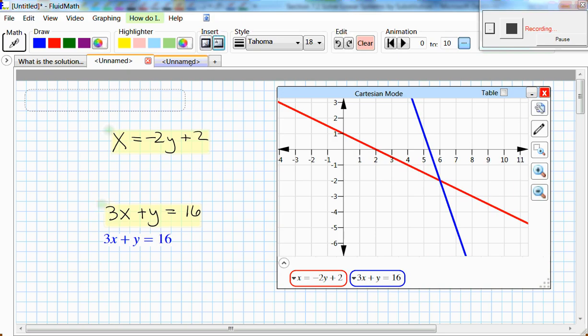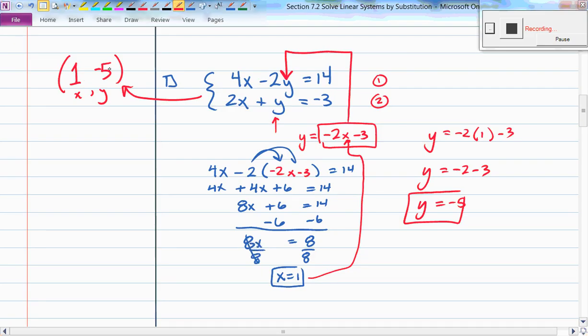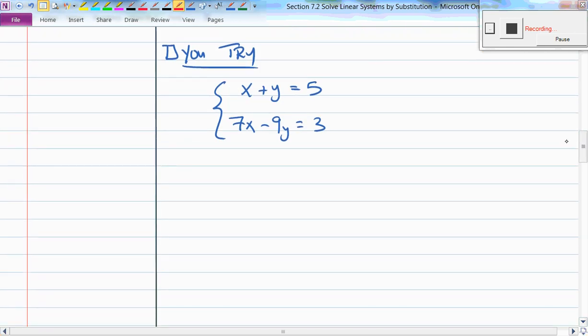So if I was going to graph those, here are my two lines that I've graphed: 4x minus 2y equals 14 and 2x plus y equals negative 3. I can see that they meet at 1, negative 5, which is exactly the same solution that I figured out over here through substitution. Okay, let's try one more together, and then we'll talk about the process. So it'll be a you try in class. So go ahead and pause.